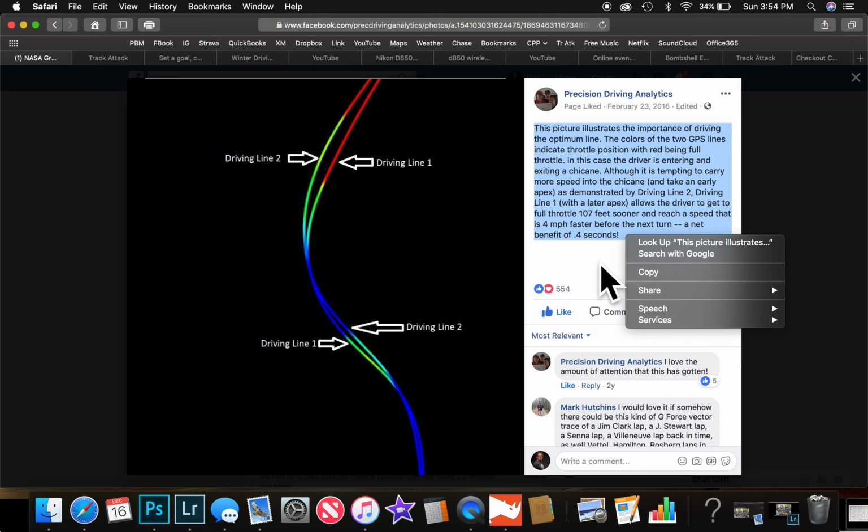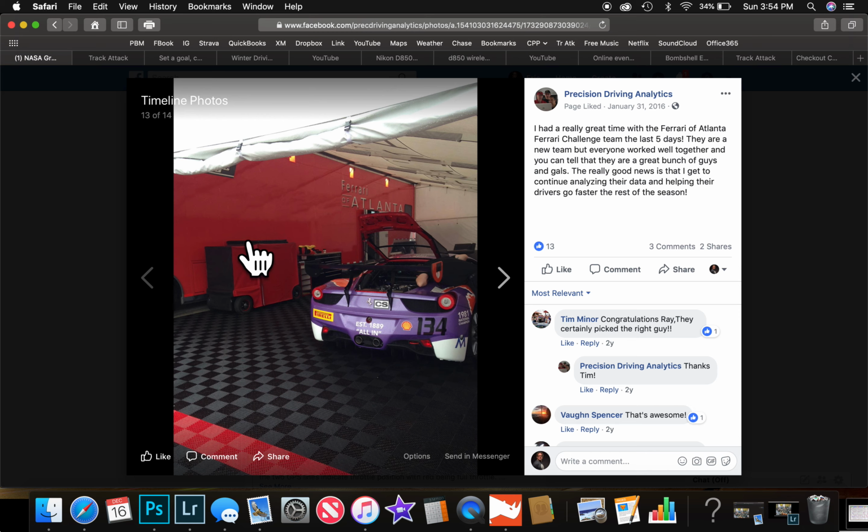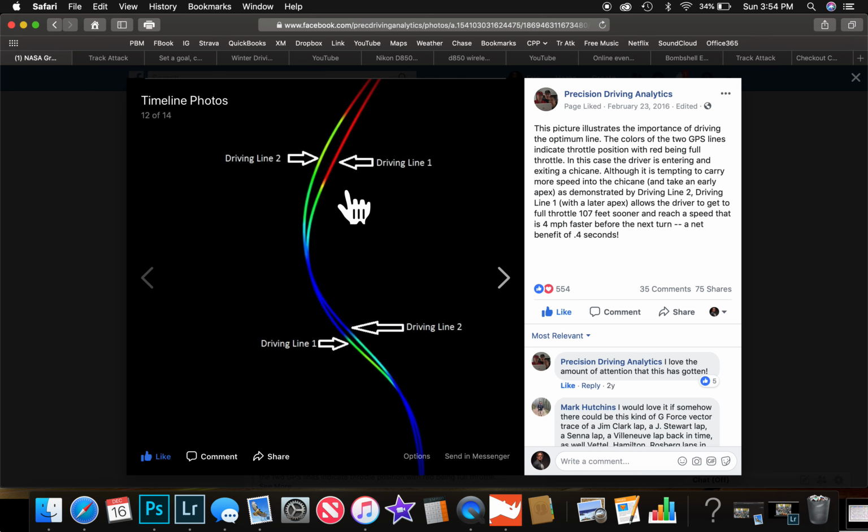And what we need to know here is the first thing is, whoopsie, which way is the car going? How do I know I'm new to this data stuff? How do I figure it out? Well, if you read right here, it says that throttle position being full throttle, where it's red, right? Colors of the two GPS lines indicate throttle position where red being full throttle. Note number one, red is not throttle. Red is full throttle. And there's a big difference.